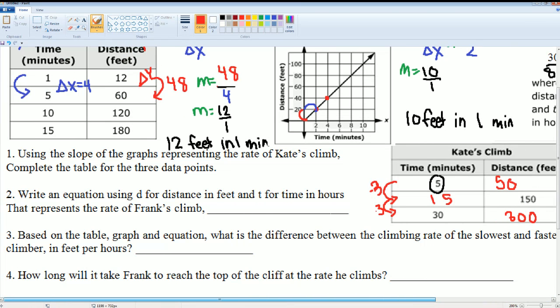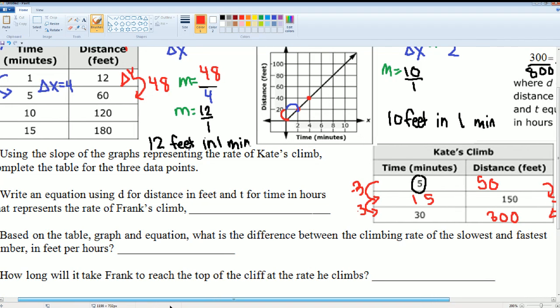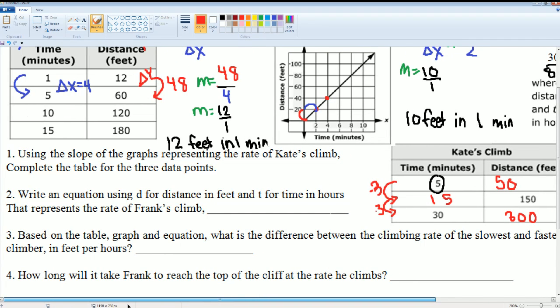Good? Write an equation. Use D for distance in feet and T for hours that represents the rate in which Frank climbs. This is weird. This is so weird. This is stupid. Okay, right here, ignore this. Just write an equation that represents Frank's climbing.